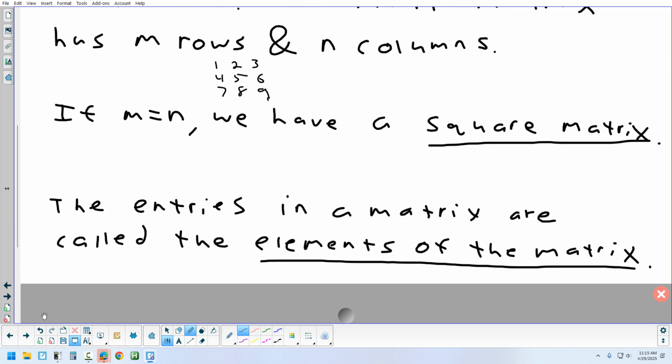If you are referring to a specific number within the matrix, that is called an element. For example, if I said to you, what is the element in the 3rd row, 2nd column? You would say 8. 8 is the element that's in the 3rd row, 2nd column. So an element is like a specific spot in a matrix.